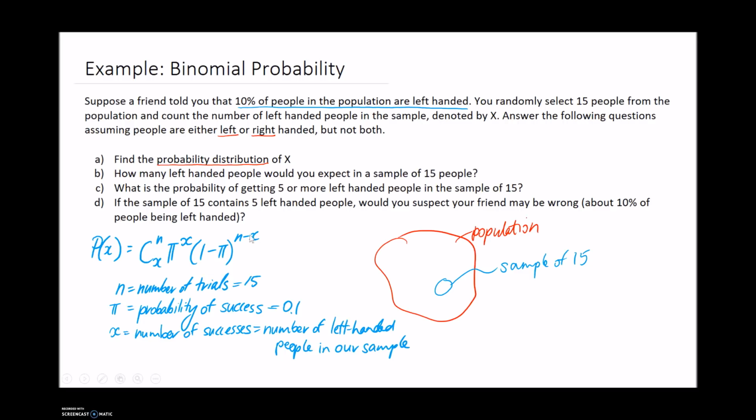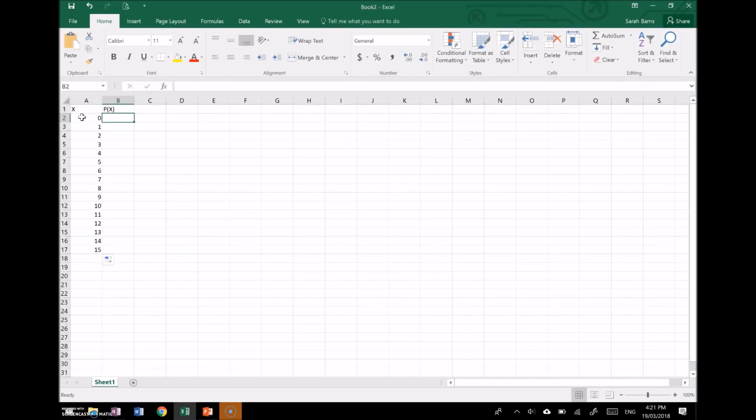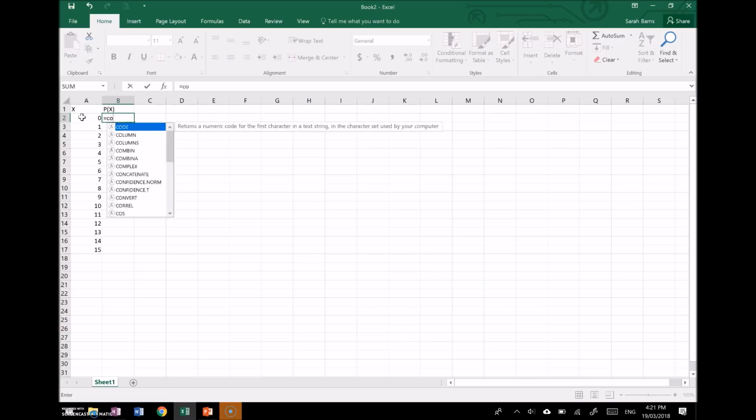Okay, so let's go and write out this equation in Excel, and we'll do it for our first case, which is the number of successes, or the number of left-handed people in our sample, is equal to 0. So X will be 0, N will be 15, and pi will be 0.1. So, equals to start an equation, and then the first thing we had was that combination thing with the C. To make that happen, we need to just use the function called combin.